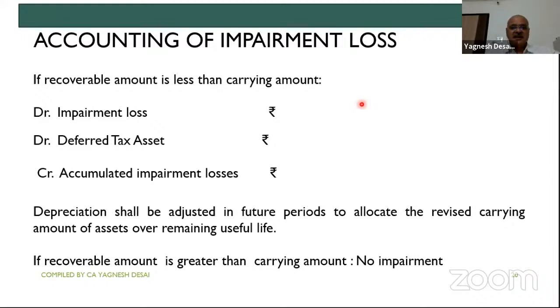Everything is clear. Sab salamat hai. Suresh Kumar Jain sahab, bilkul sab salamat hai. Okay. Why have I credited to the accumulated impairment loss? Can anyone answer my question, please?